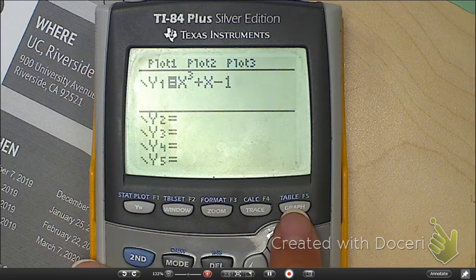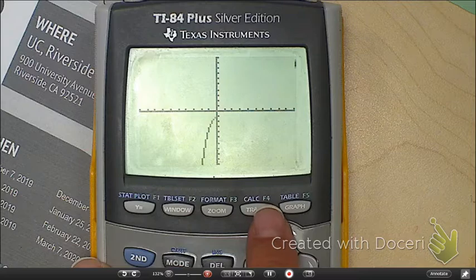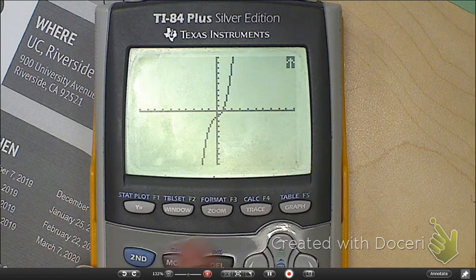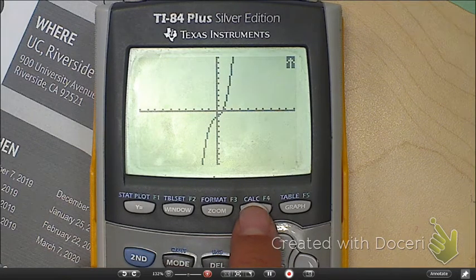Look up here at my screen for me. Perfect. You push this button that says graph, and then it's going to graph it for us. Then we're going to go to second, and you're not doing this yet on yours, so you can just put yours down. Put second, and then you guys see this button right here that says calc? Yeah. We push second, calc.